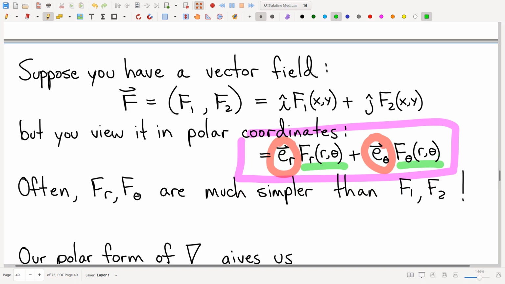Don't think of it as how would you convert from this to this. Think of it as this is what you're going to have from the get-go. Is that cool? Everybody with me?